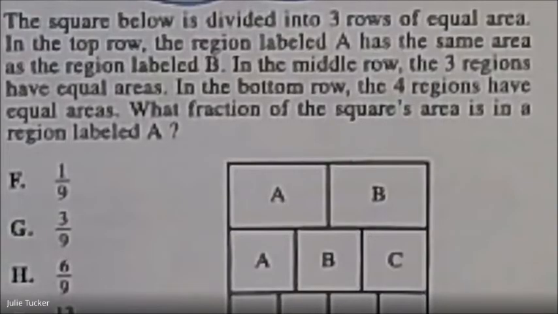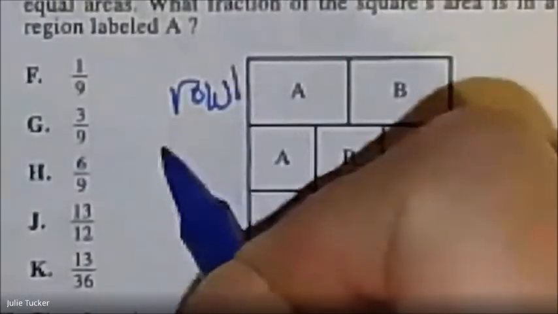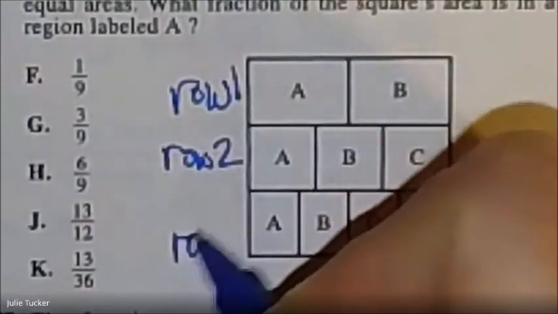We're almost done. We have 5 more. The square below is divided into 3 rows of equal area. Let's look at it first. It says each row has equal area. So like here's row 1, here's row 2, here's row 3, right? Each row has equal area. Boy, my handwriting looks sloppy there.